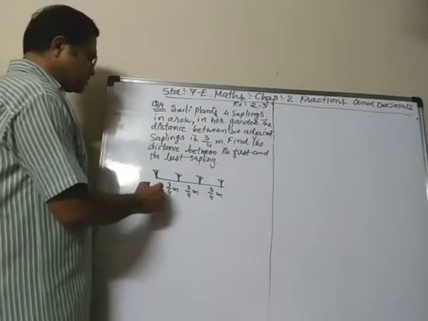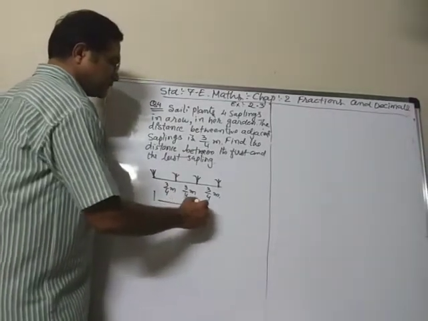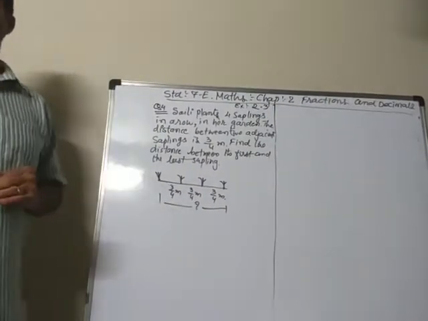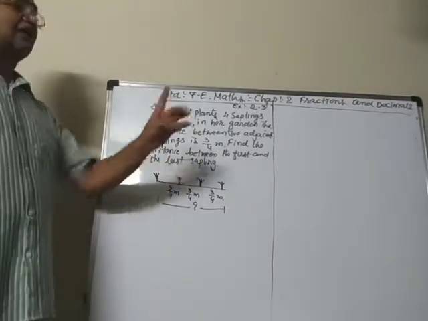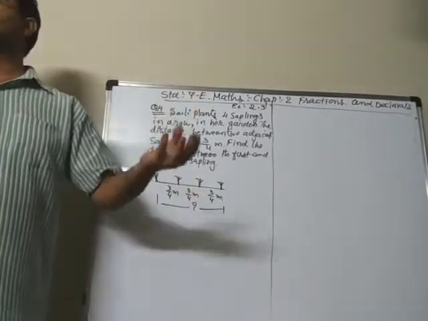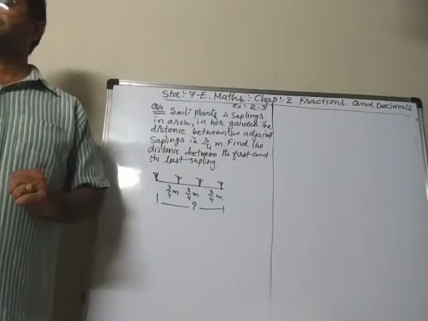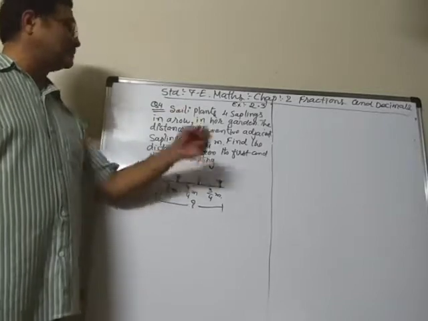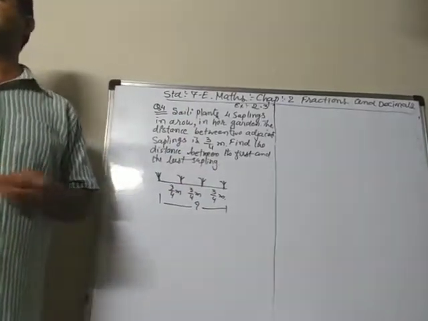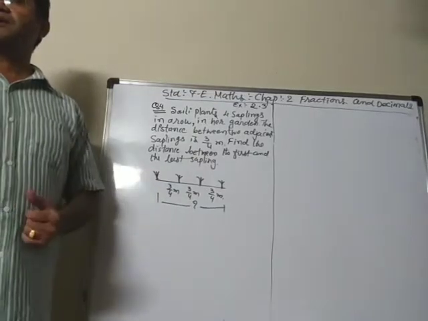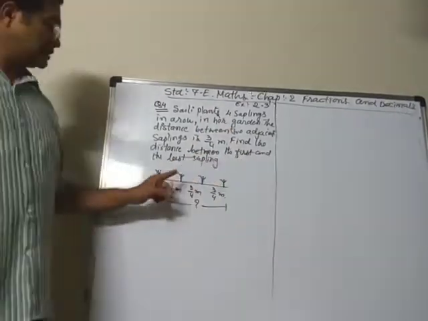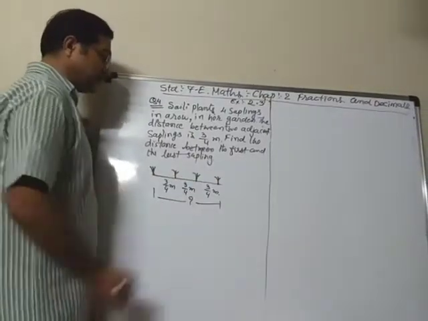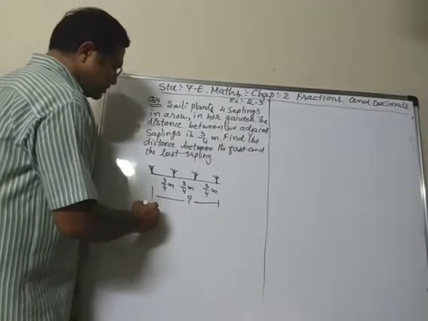We have to find the distance between the first and the last sapling. If you don't draw the figure, then you will think that there are 4 saplings, so you have to multiply with 4. Because there are 4 saplings and the distance between 2 adjacent saplings is 3 by 4 meter, so we have to multiply with 4. But look here, as we draw the 4 saplings and see the distance between them, how many times? 1, 2 and 3 only. Right?